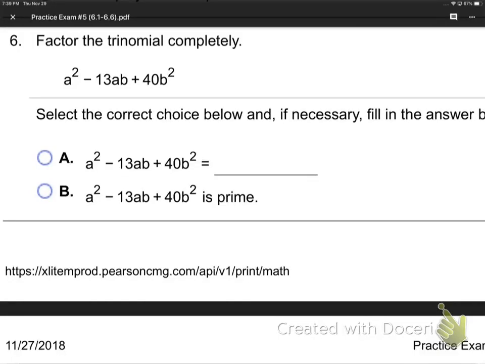All right, so a squared minus 13ab plus 40b squared. All right, so let's go through the thinking on the steps. So what's the first thing you're supposed to try on every factoring problem? GCF. What's in common? Do they all have something in common?